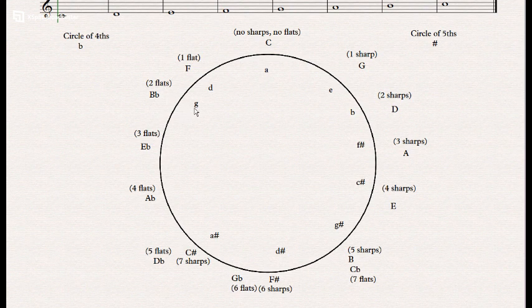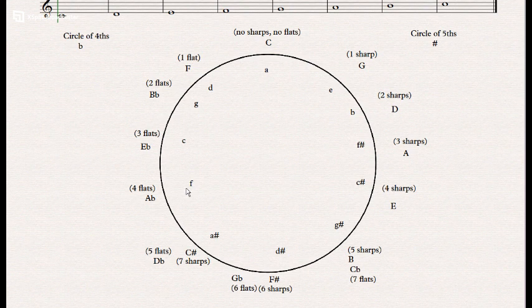Let's go 4 from G. G, A, B flat, C. Right? So E flat major, the relative minor is C. They both have 3 flats, the same flats. Then let's keep going. 4 from C would be F.